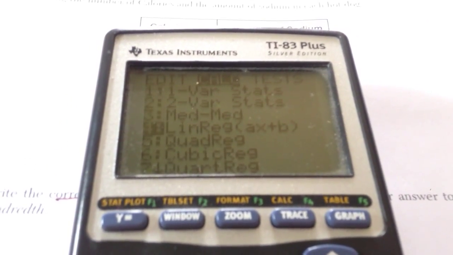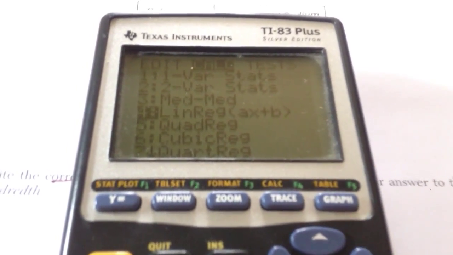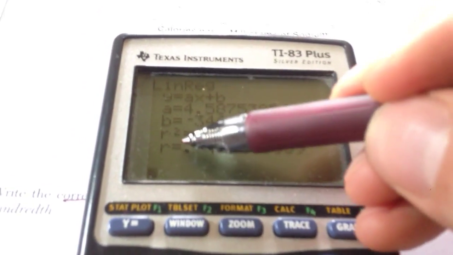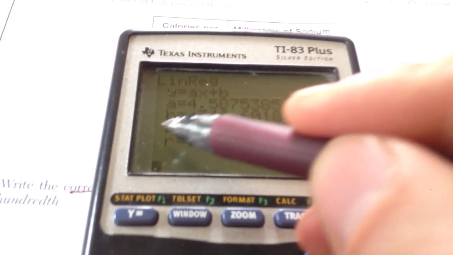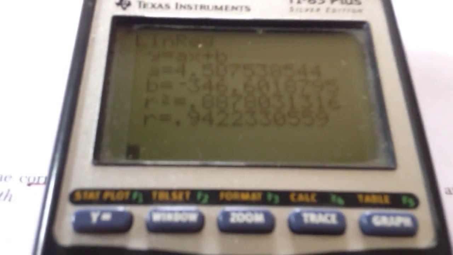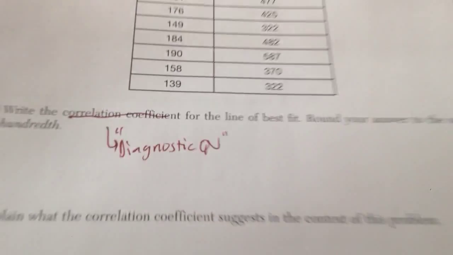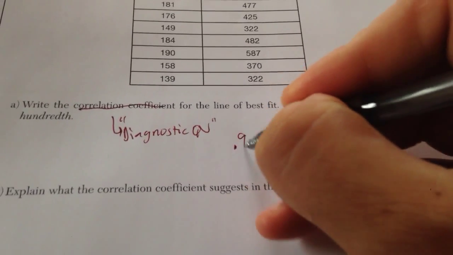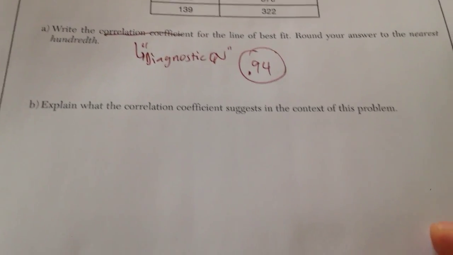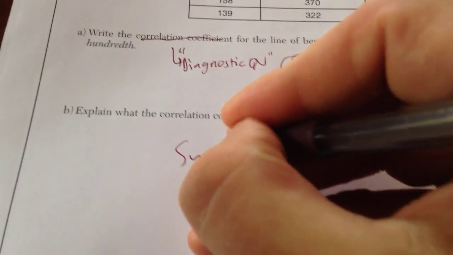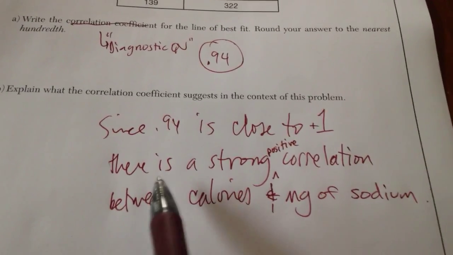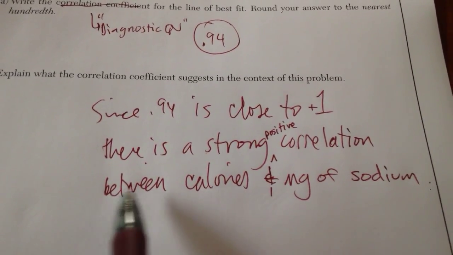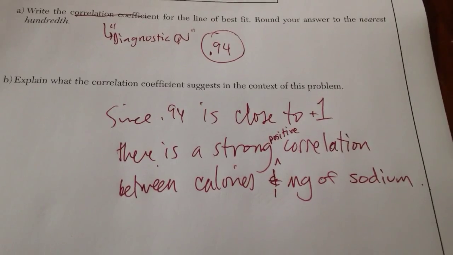I then put all my information into my lists. I go to stat and then over to calc, and then I go to linear regression. I hit enter. Now notice you have these R values up now. Well, R is your correlation coefficient. R squared is not for you at this time. You're looking just at the R. R is 0.94. Round your answer to the nearest hundredth. 0.94 is my correlation coefficient. Explain what this means. Since 0.94 is close to +1, there is a strong positive correlation between calories and milligrams of sodium.